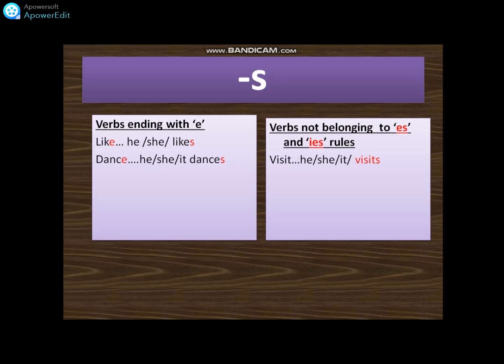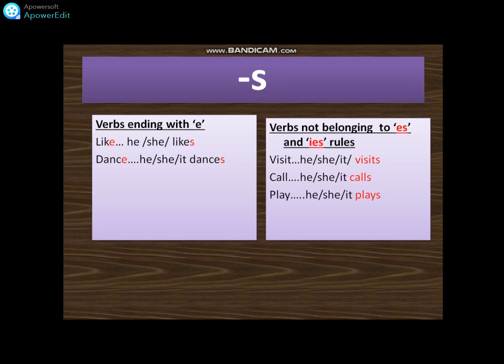Visit. Now, visit doesn't have an E. It doesn't belong to the ES rule. It doesn't belong to the IES rule. So we just add S, visits. Another verb, call. Again, calls.